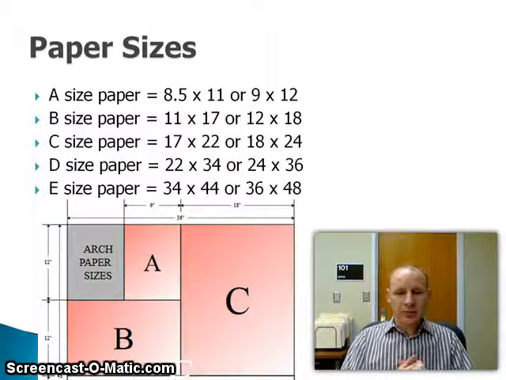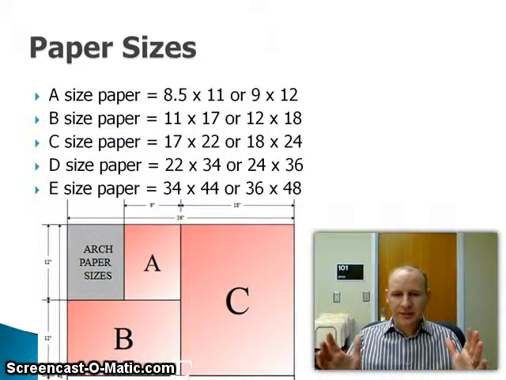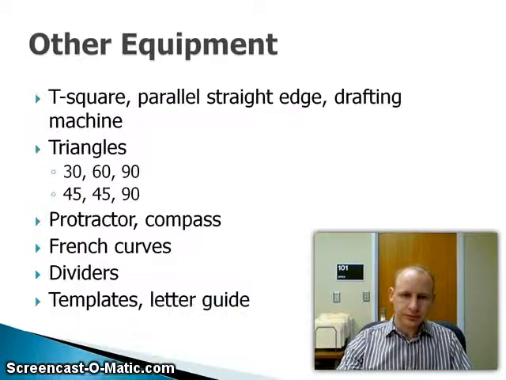We can use a variety of paper sizes in the drafting industry. We identify those as A, B, C, D, or E size paper. And so the standard 8.5 by 11 or 9 by 12 paper that we typically use is a size A. If you move up to 11 by 17, that goes to a B, and so forth, as you see on the chart there.